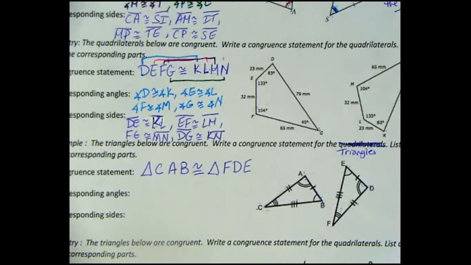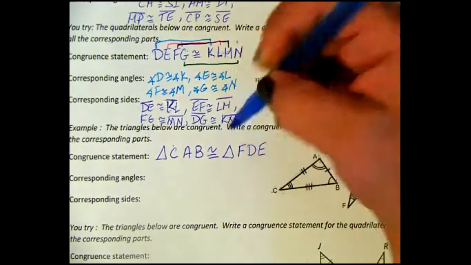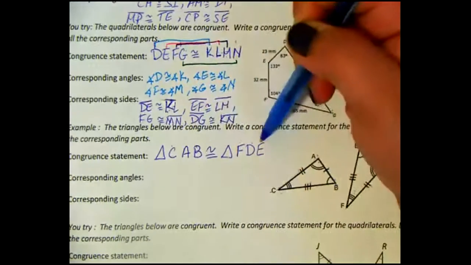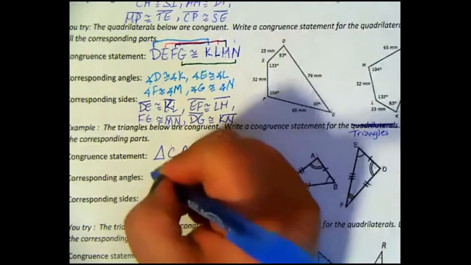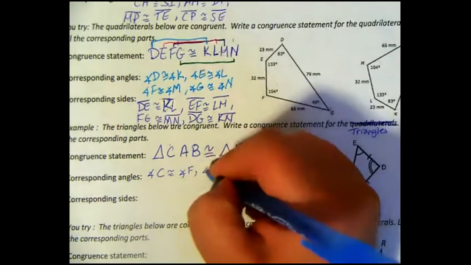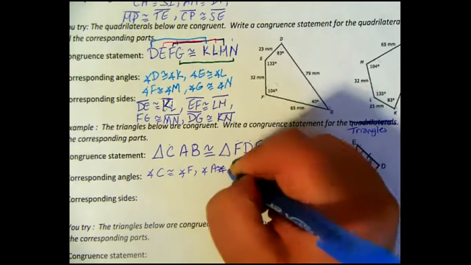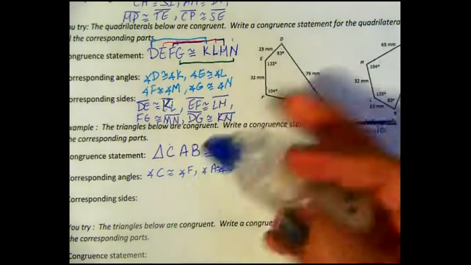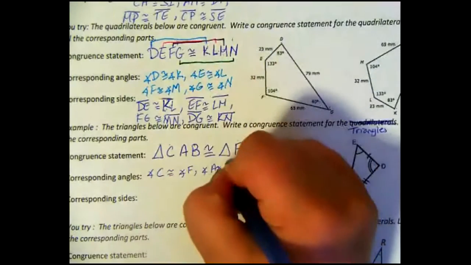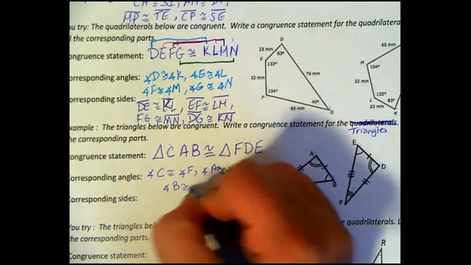And again, corresponding angles. Angle C is going to be congruent to angle F. Angle A is going to be congruent to angle D. Angle B is going to be congruent to angle E. So angle C will be congruent to angle F. Angle A will be congruent to angle D. Oopsie, forgot my congruent statement. And angle B will be congruent to angle E.